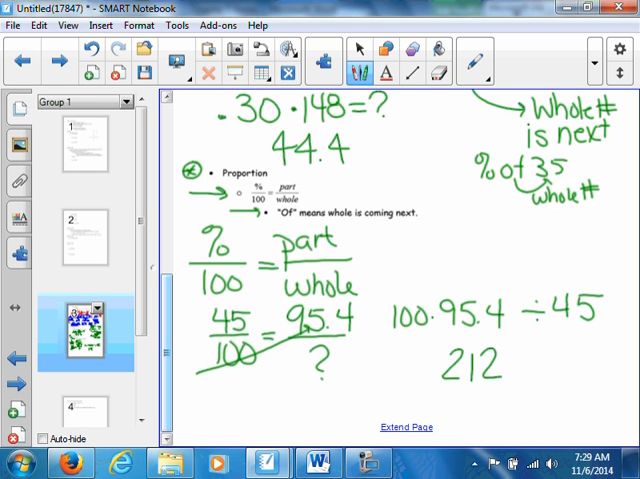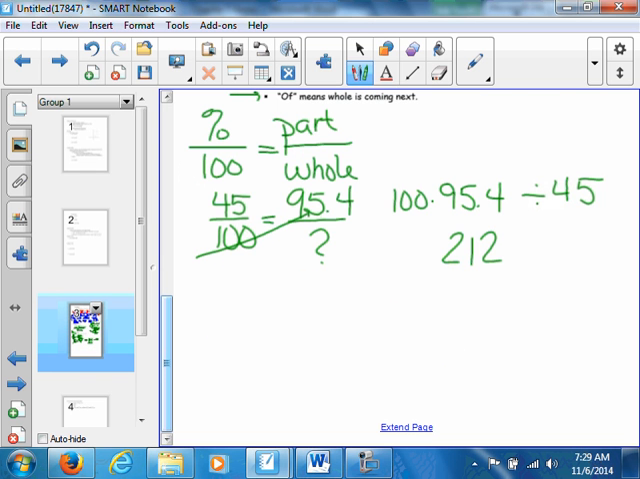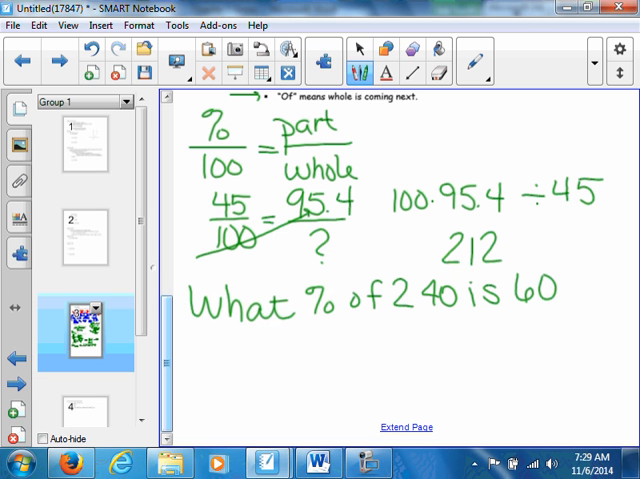I want to look at example 4, and this time we have to find the percent. So I'm going to do a proportion here. It says, what percent of 240 is 60? Okay, so percent is my question mark because I don't know that, over 100. 100 is always there. It's always going to be something over 100. This is the staple item that will never change.